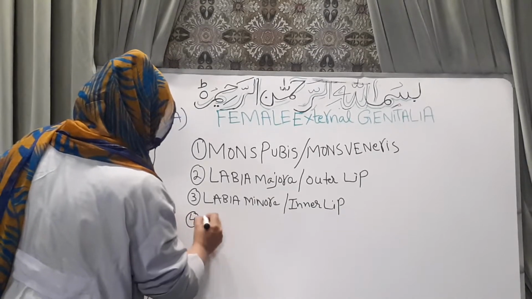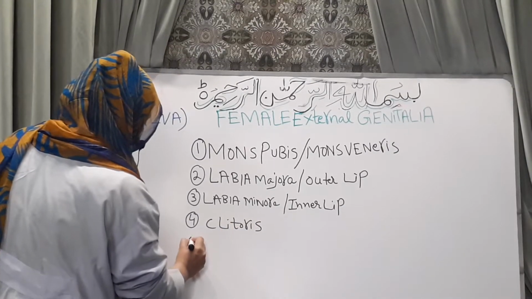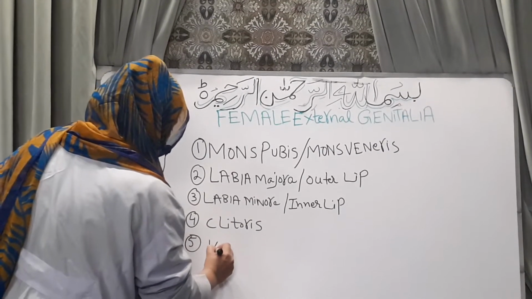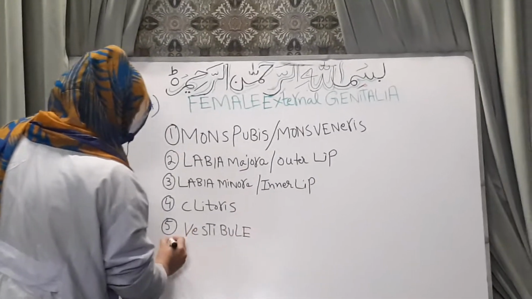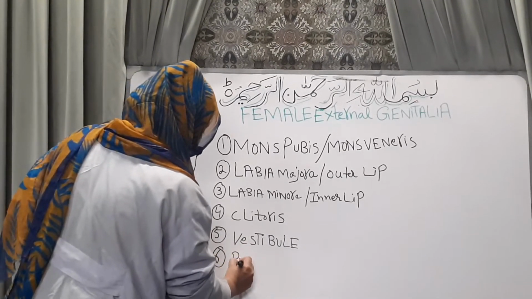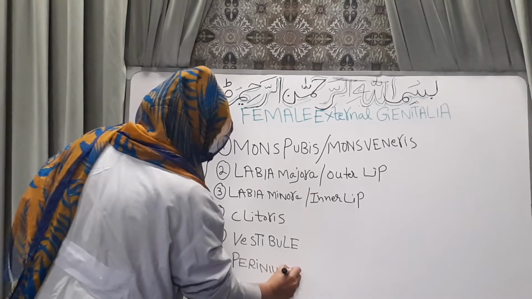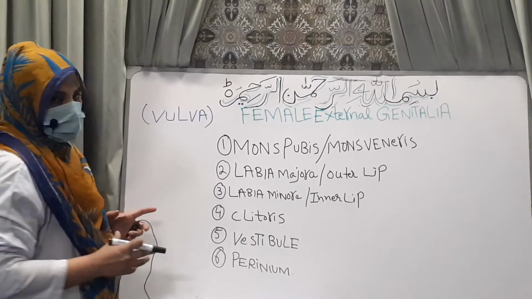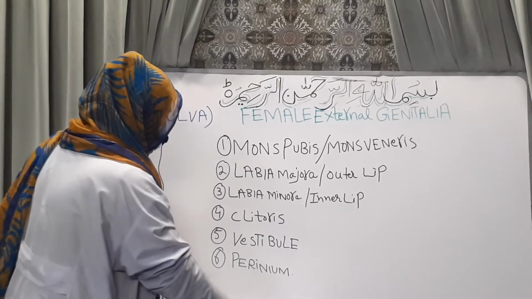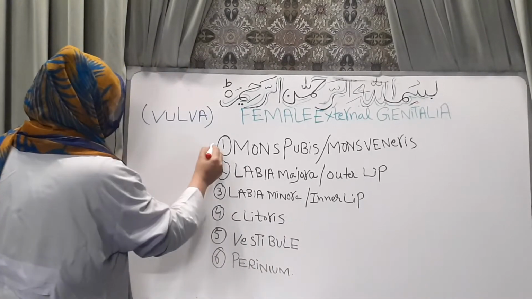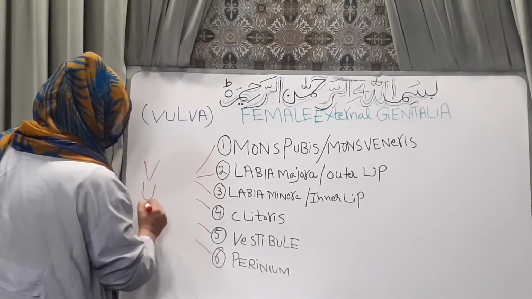The fourth part is known as clitoris. The fifth part is known as vestibule. The sixth and last part is known as perineum. These 6 parts constitute the female external genitalia, and these 6 parts are also known as vulva.